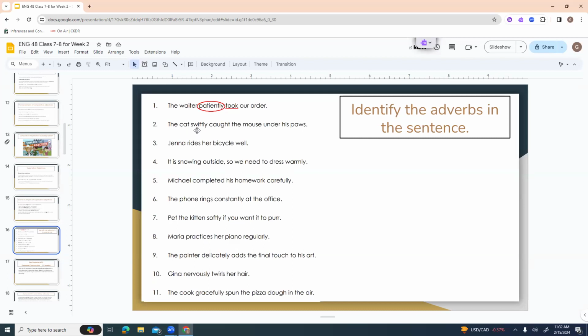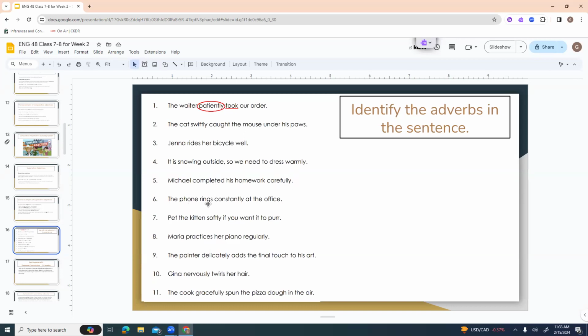The cat swiftly caught the mouse under his paws. Swiftly is describing the word caught. Jenna rides her bicycle well. Well is describing how she rides. It is snowing outside, so we need to dress warmly. Warmly is describing how you're going to dress. Michael completed his homework carefully. Carefully is describing how you completed it.